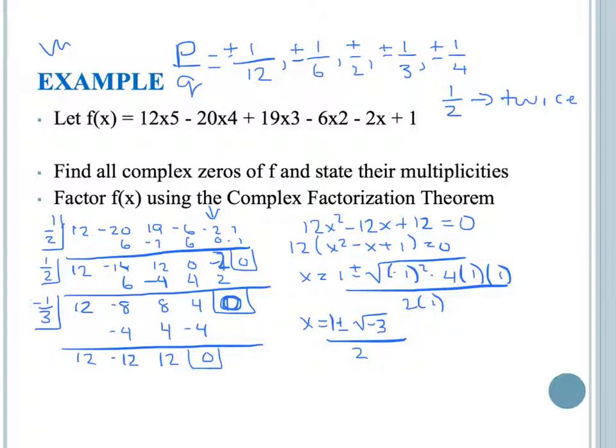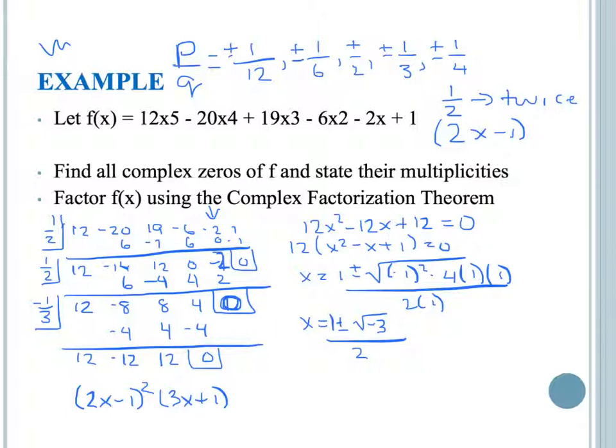Alright, so with my 1/2, that would give me a factor of 2x minus 1. And if I know that I have 1/2 twice, I would have to square that. If I have the negative 1/3, that would give me a 3x plus 1, and I only have one of those, so it's to the first degree.